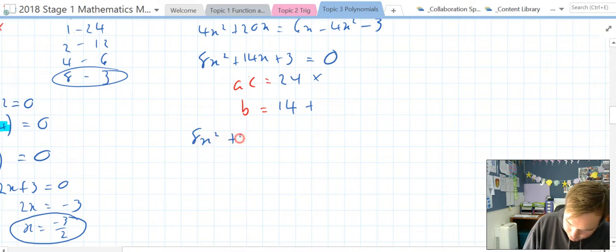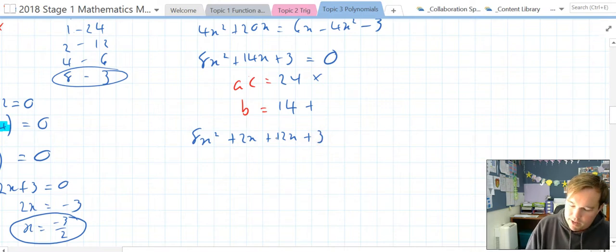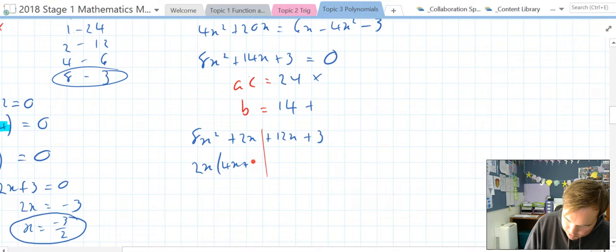8x squared plus 2x plus 12x plus 3. And note, it wouldn't matter if I wrote 12x and 2x the other way around. This would still work out. Then halves. Highest common factor here is 2x, which would leave us with 4x plus 1. Highest common factor here is 3. So if we take out a positive 3, we have 4x plus 1.